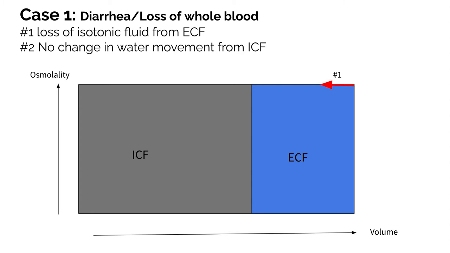So our first case is diarrhea or loss of whole blood. When someone has diarrhea or someone's losing whole blood, you're essentially losing a lot of isotonic fluid from your ECF. So this is really the easy case, because if it's isotonic fluid loss, will your y-axis change? Will your osmolality change? It will not. So you're not going to go up, you're not going to go down, you're just going to stay at the same osmolality because it's isotonic fluid loss. And you're simply going to move left on the volume, on the x-axis, since you're losing fluid. Okay, so stay on the same osmolality, just move left, and that's it.